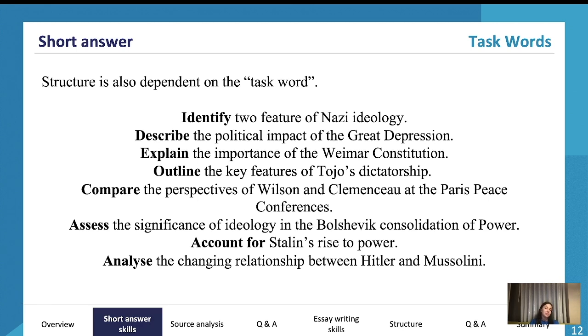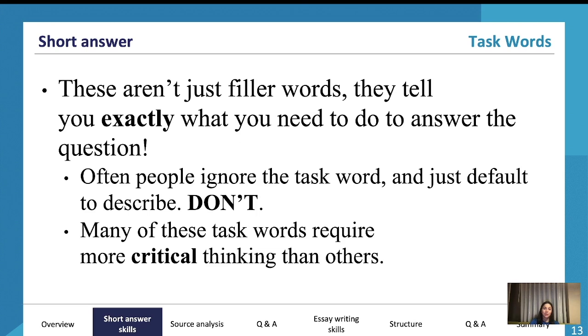So here we've got: identify 2 features of Nazi ideology, describe the political impact of the Great Depression, explain the importance of the Weimar Constitution. Then we've got assess the significance of ideology, account for Stalin's rise to power, and analyze the changing relationship. So you can see that as you move along, the task word definitely increases in depth and in the analysis required. We're just going to quickly go through it.